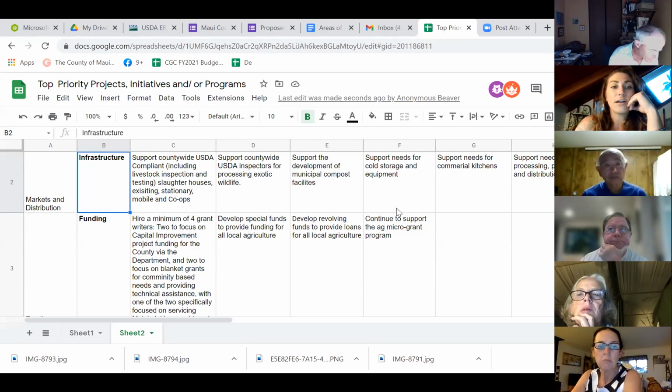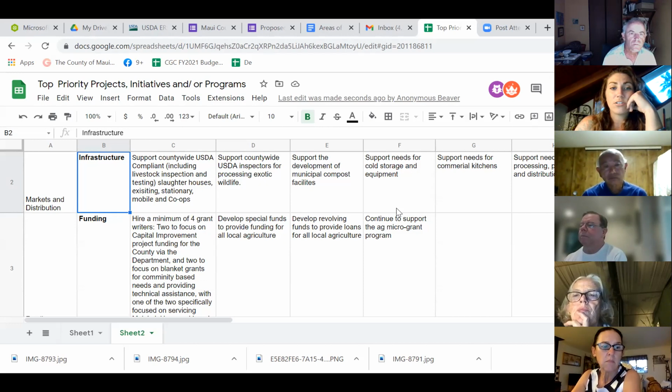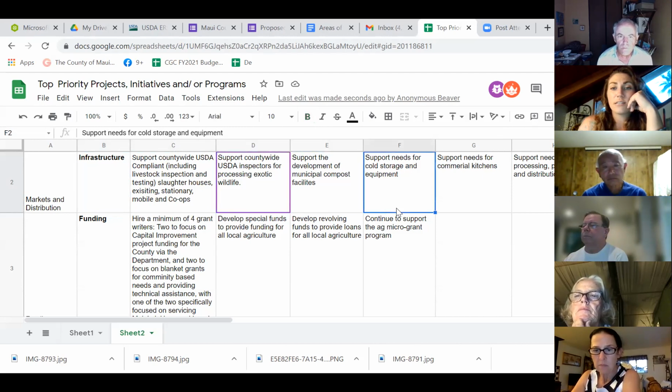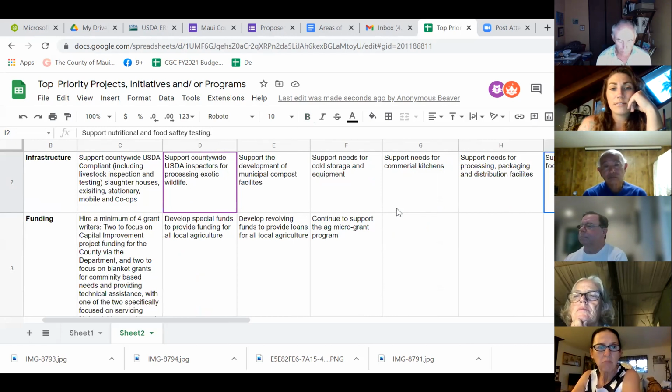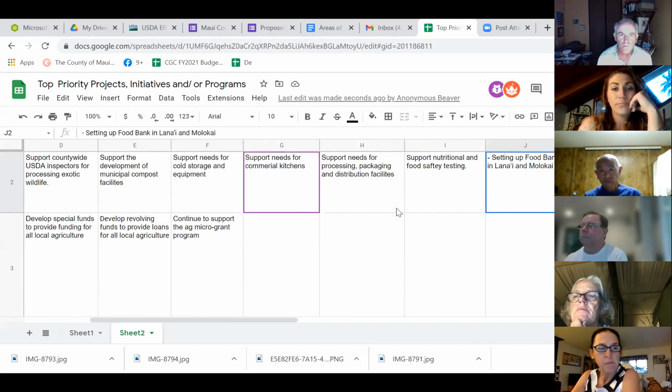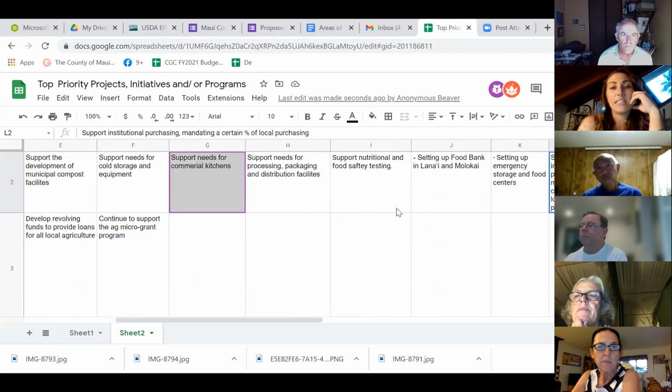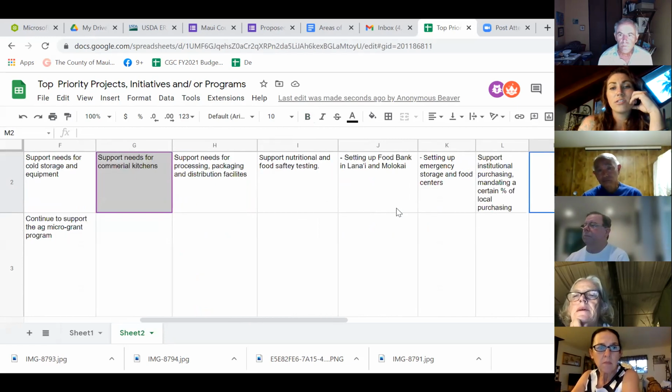testing, slaughterhouses, existing, stationary, mobile, and co-ops. Support countywide USDA inspectors for the processing of exotic wildlife. Support the development of municipal compost facilities. Support needs for cold storage and equipment. Support needs for commercial kitchens. Support needs for processing, packaging, and distribution facilities. Support nutritional and food safety testing.